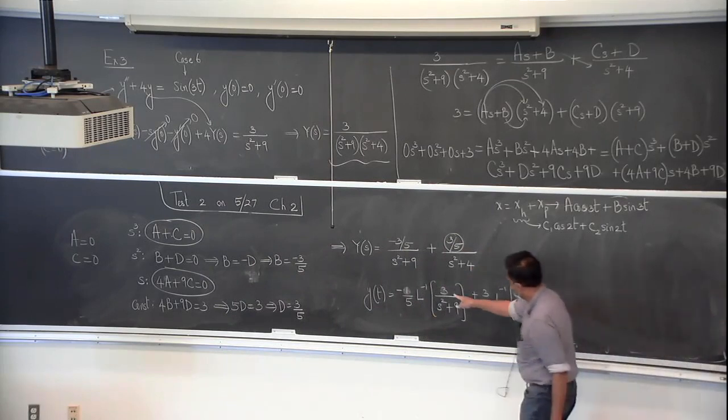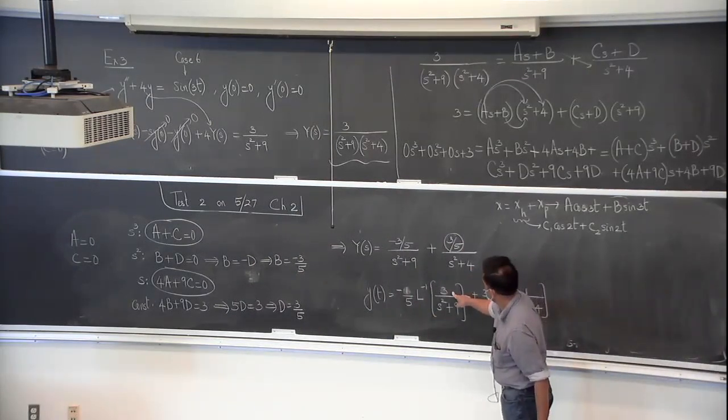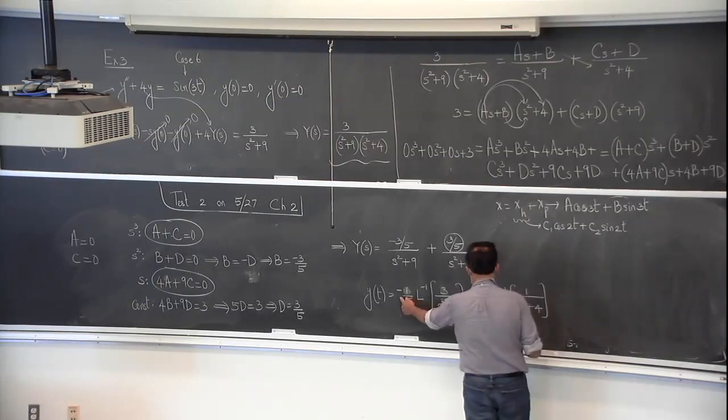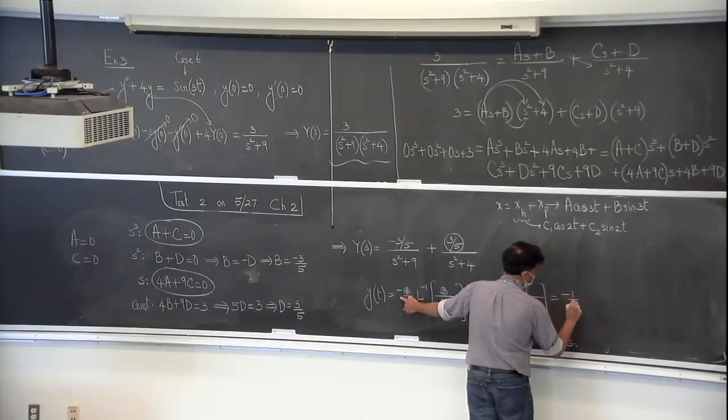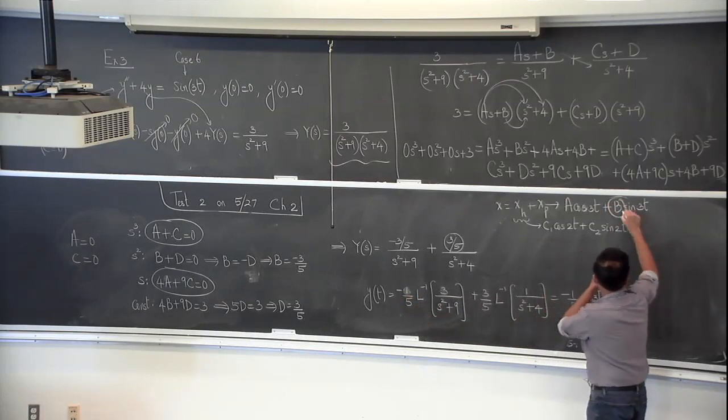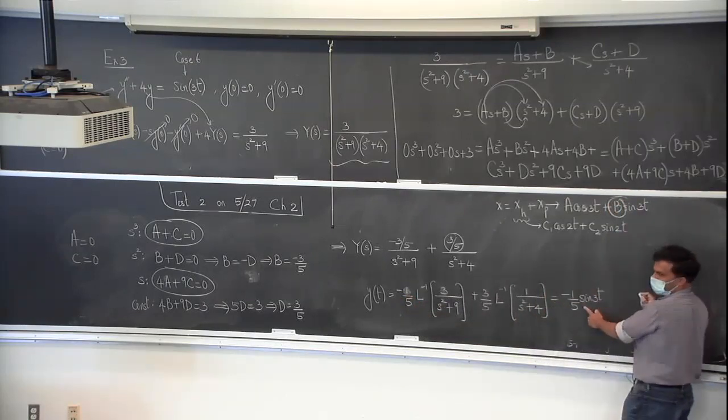This is perfect, right? Case number 6. This is going to be sine of 3t here. So it's going to be negative 1/5 sine of 3t. It should have been your B here. Okay. That is your particular solution.